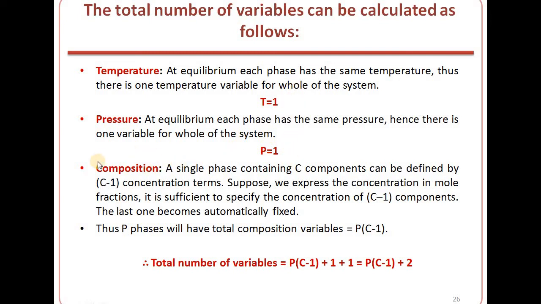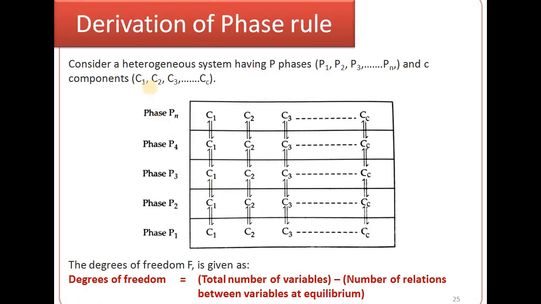Now, third we come to the composition. A single phase containing C components can be defined by C minus 1 concentration terms. How can we say this? For example, we are having a single phase in which we are having C components. Now, to define this, if we know the concentration of the C minus 1 components, the concentration of component C will be equal to total minus concentration of the C minus 1 components.